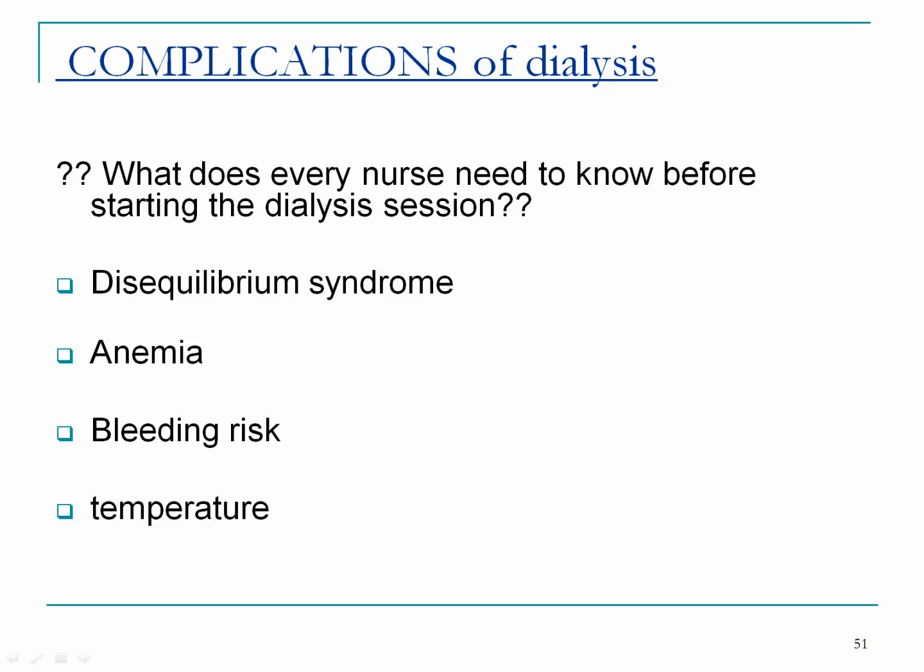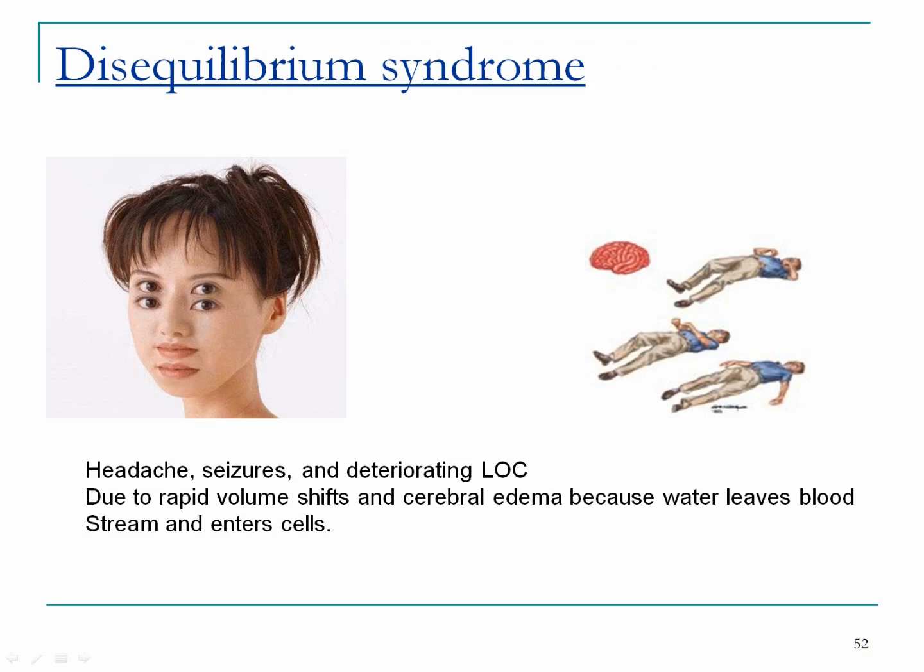Anemia will become more pronounced with dialysis due to red blood cell removal, so erythropoietin is really needed. There is a risk for bleeding due to the use of anticoagulants, and patients will have a somewhat elevated temperature due to the use of warmed-up dialysate. Temperature is not a problem until it gets over 38.5 degrees centigrade. In disequilibrium syndrome, the patient will have double vision, headache, loss of consciousness, and could even have seizures.